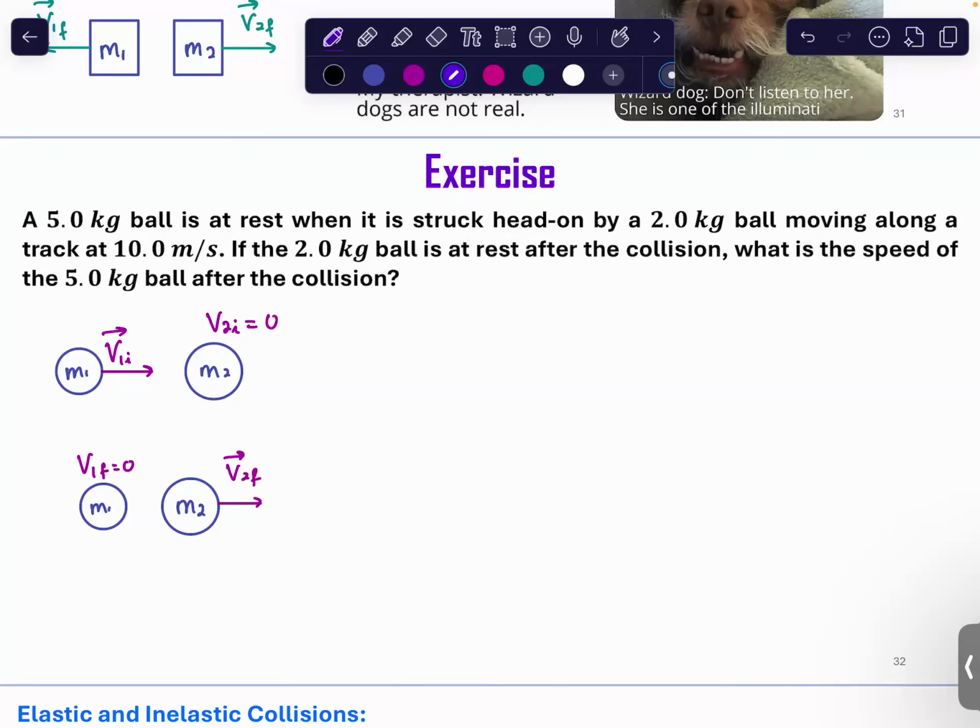Okay, so we said we can analyze this with conservation of momentum. And so what we're going to have is the momentum of mass 1 initial plus the initial momentum of mass 2. And that's going to equal the final momentum of mass 1 plus the final momentum of mass 2.